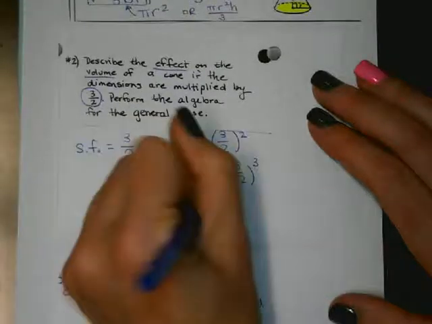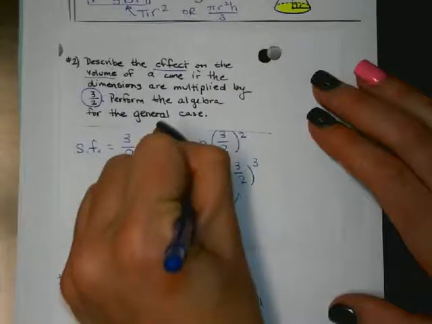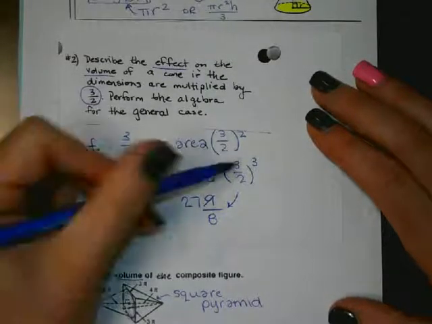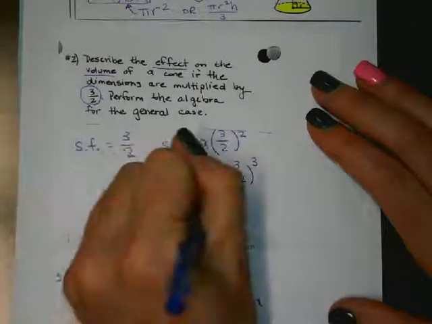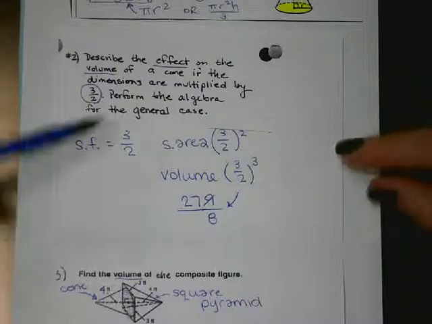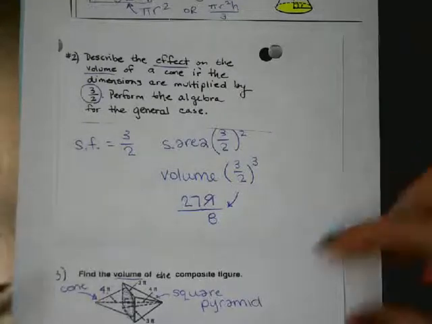Whoops, that's a mistake. I apologize. It should be 27/8. 3 cubed is 27. 2 cubed is 8. I apologize for that. All right, so finding those shortcuts is going to speed up those problems.